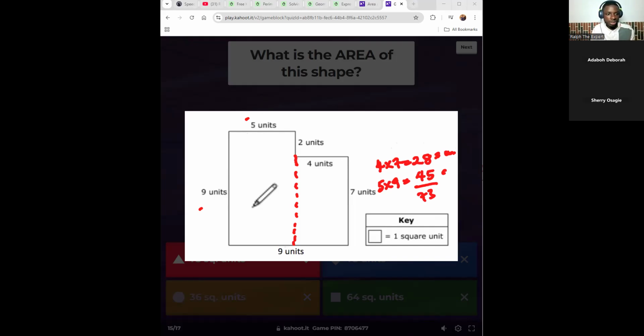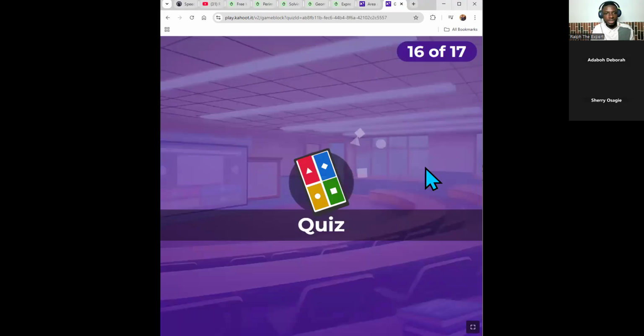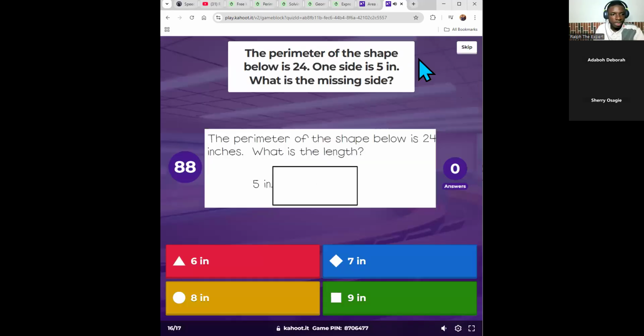Let's finish up. The next one we have: the perimeter of the shape below is 24. One side is 5 inches. What's the missing side? The perimeter of the shape below is 24 inches. What is the length?